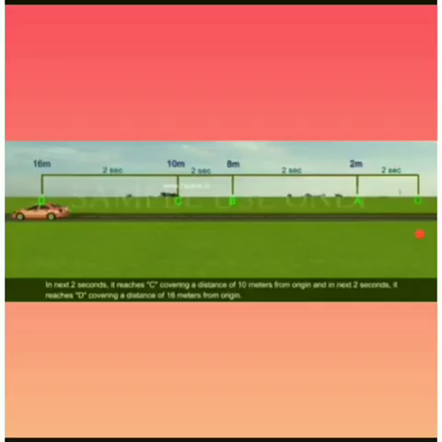See one more example. The car starts from 0 to A in 2 seconds and it covers 2 meters. Then from A to B, it covers 8 meters in 2 seconds. Then from B to C, it covers 10 meters in 2 seconds. Then from C to D, it covers 16 meters in 2 seconds. So in the next 2 seconds it reaches C, covering a distance of 10 meters from origin, and in the next 2 seconds it reaches D, covering a distance of 16 meters from origin.